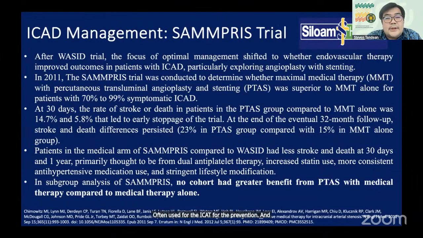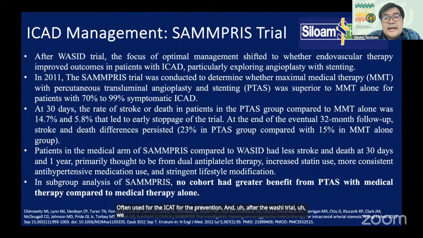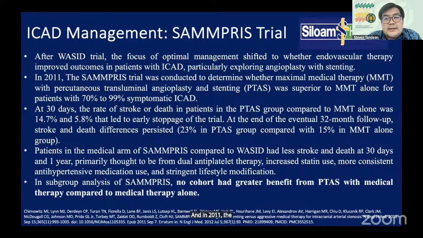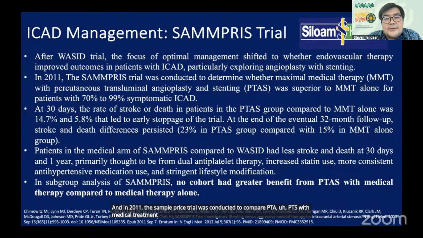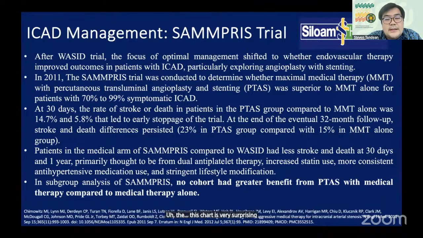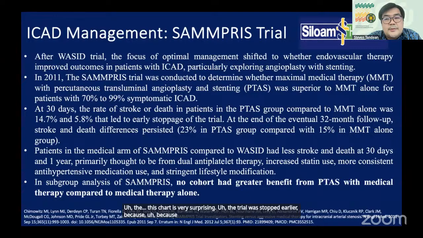And after the WASID trial, we focused on other optimal treatments. So we particularly explored angioplasty with stenting. In 2011, the SAMMPRIS trial was conducted to compare PTAS with medical treatment to medical treatment alone. The result was very surprising. The trial was stopped early because the PTAS group had a very bad result.